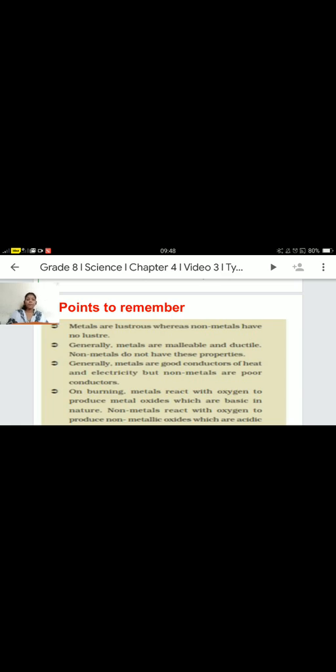So what points do you have to remember in this lesson? Metals are lustrous in nature, non-metals have no luster, that is, shiny appearance. Second, metals are malleable and ductile, non-metals do not have these properties. Then metals are good conductors of heat and electricity, but non-metals are poor conductors. And what about reactions? On burning, metals react with oxygen to produce metal oxides, which are basic in nature, and when non-metals react with oxygen, that is in the presence of air, they produce non-metallic oxides, which are acidic in nature.